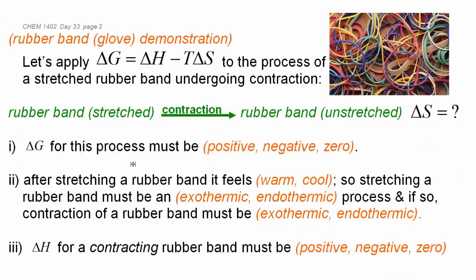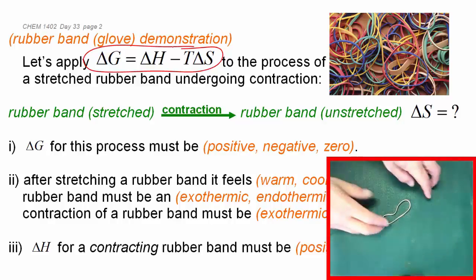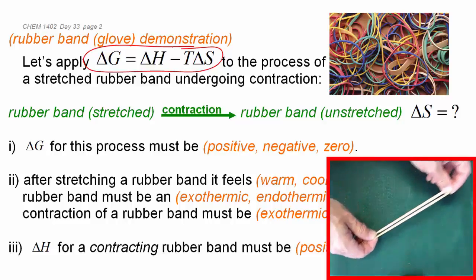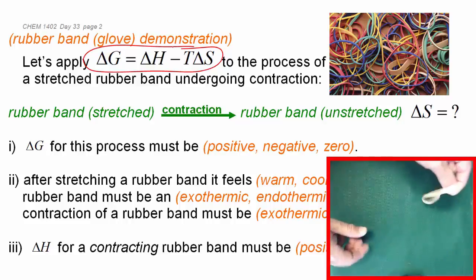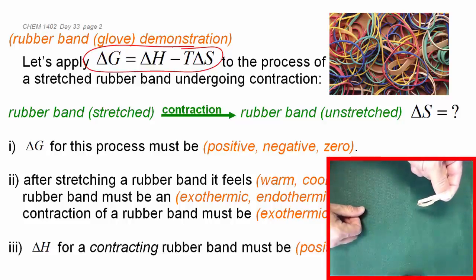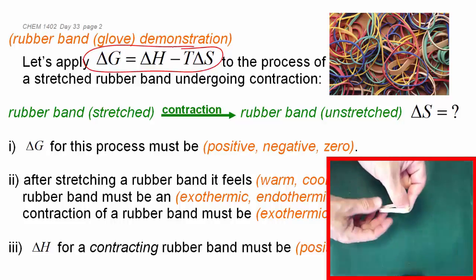Let's take a look at an example. We're going to see if we can apply our first law of thermodynamics equation here to the process of a stretched rubber band undergoing contraction. So we have a stretched rubber band. This is my reactant. And then it undergoes contraction. There's my product. Okay. What is the change in entropy for that process?